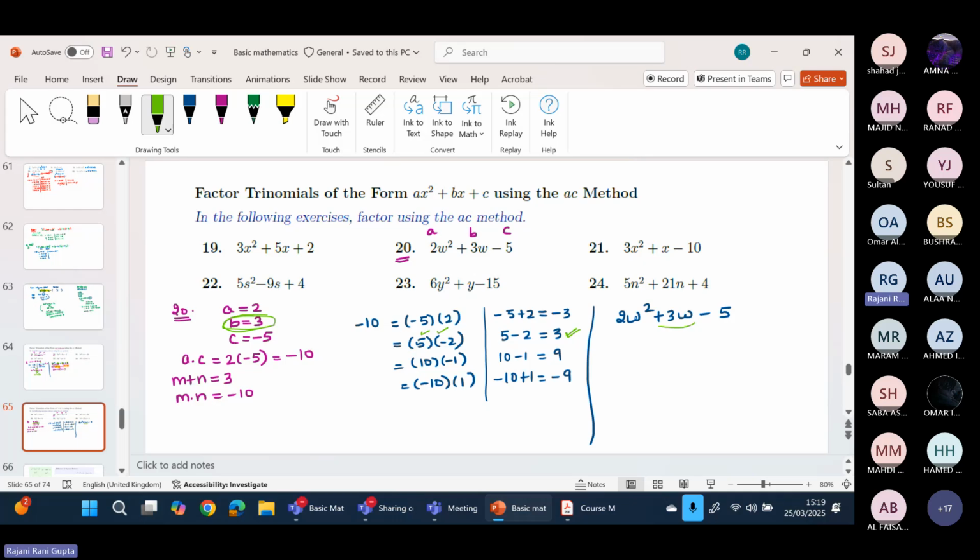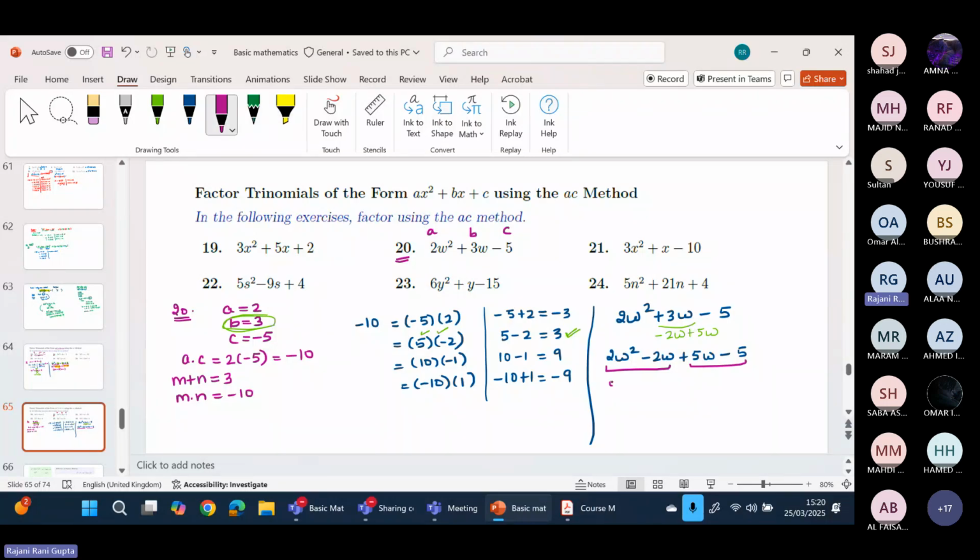You are using this. So minus 2w plus 5w. So this gives you 2w square minus 2w plus 5w minus 5. Why have I changed this? Because the next thing I have to do is grouping. If I write 5 here and 2 here, it's difficult to get the terms by grouping.